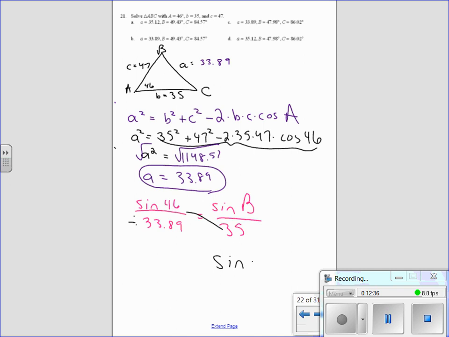Now, that gives you a weird decimal, because that's what sine b equals. We still have to do a sine inverse on both sides. So in the calculator, it's second sine, second answer. It's called sine inverse.